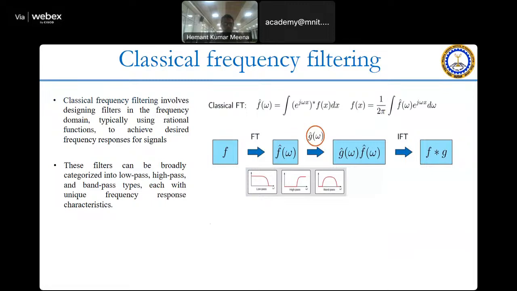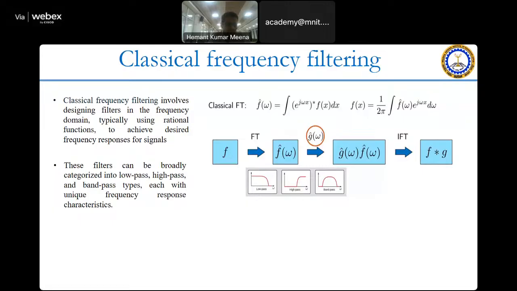Now we compare the concept. Remember, it's a very interesting concept that for a graph signal we are also able to derive the graph Fourier transform. Now we compare with the classical frequency filtering. Classical frequency filtering involves designing filters, because once we have defined the frequency concept, then filters also come into the picture. The classical frequency filtering involves designing filters in the frequency domain.